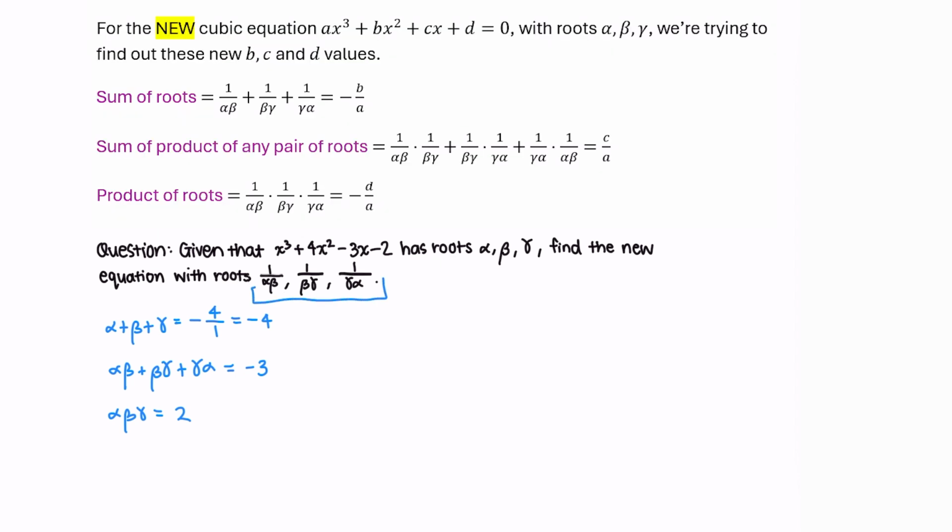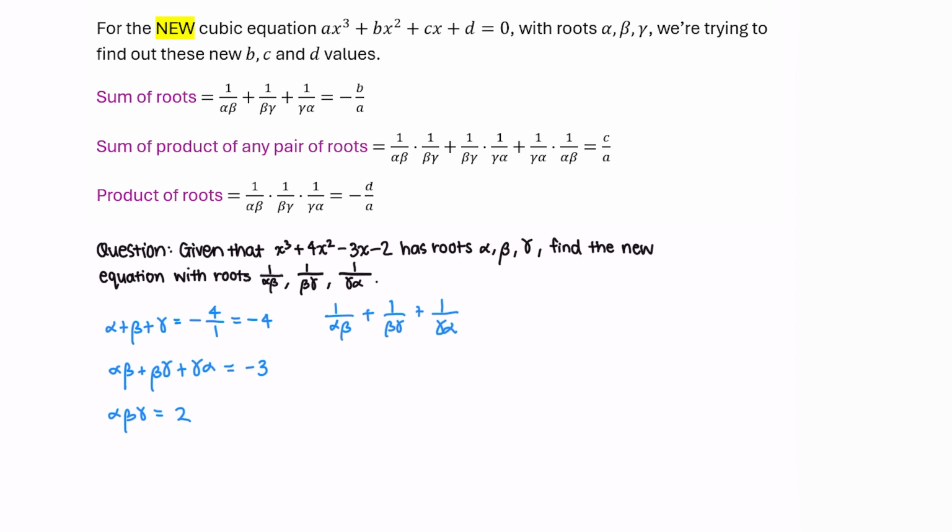First of all, if we know the sum of these new roots, this will be equal to negative b over a. So we can find b in the cubic equation. Similarly, we can find out what c over a is, which can tell us what c is in this new equation. And finally, if we know what the product of roots is, we'll know what negative d over a is. And this will help us find what d is in the new equation. Okay, let's start. What is 1 over alpha beta plus 1 over beta gamma plus 1 over gamma alpha?